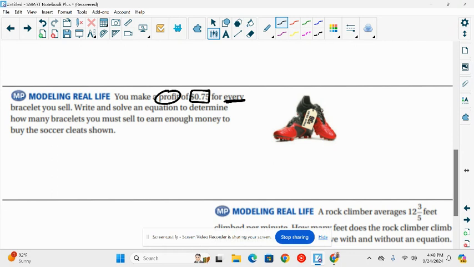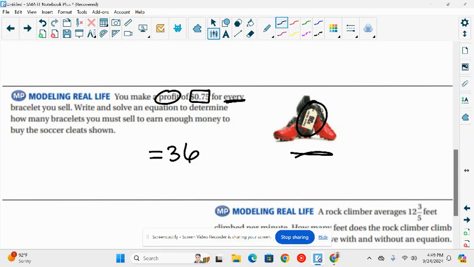Do we know how many bracelets we're selling at this point? No. I'm going to keep reading to see if we ever figure out how many bracelets we are selling. It says, write and solve an equation to determine how many bracelets you must sell in order to earn enough money to buy the soccer cleats shown. So over here's our soccer cleats, and it's got a price tag on it. It's $36. So we know whatever we have has to equal at least $36 so that we can buy these cleats.